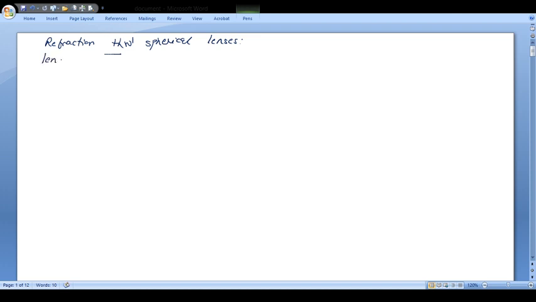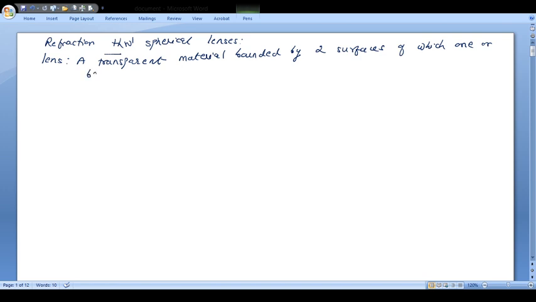So let us see, a lens: a transparent material bounded by two surfaces, of which one or both surfaces are spherical, forms a lens.